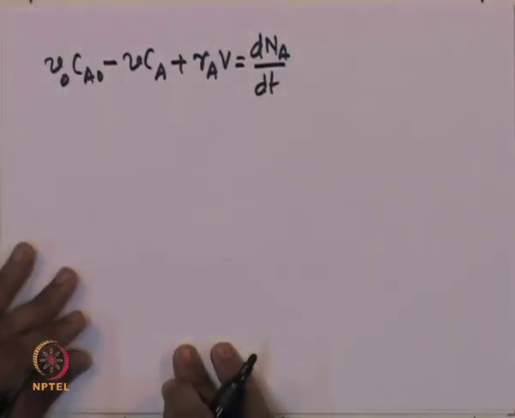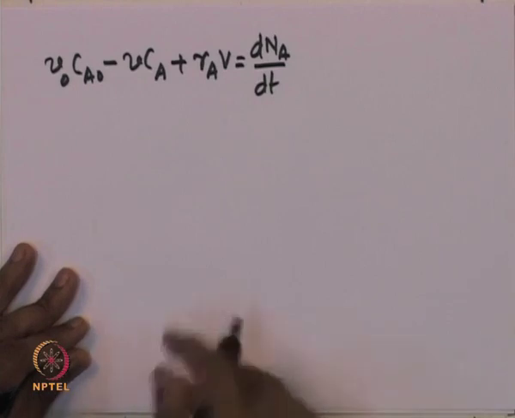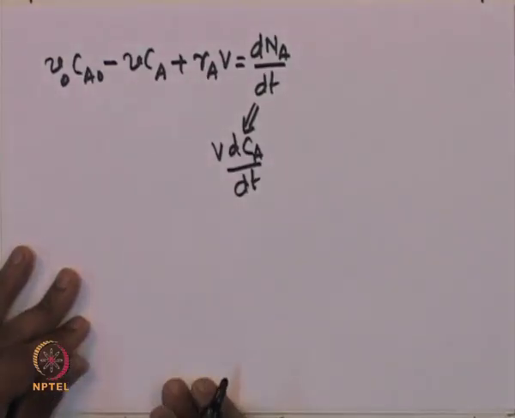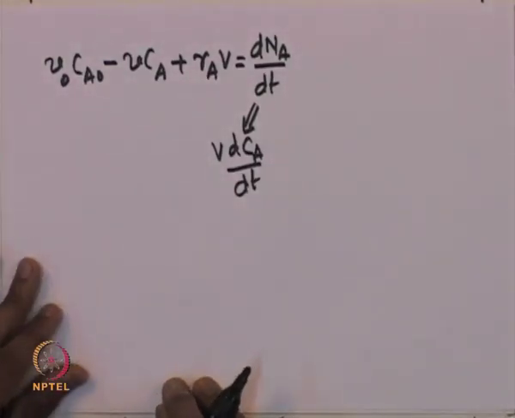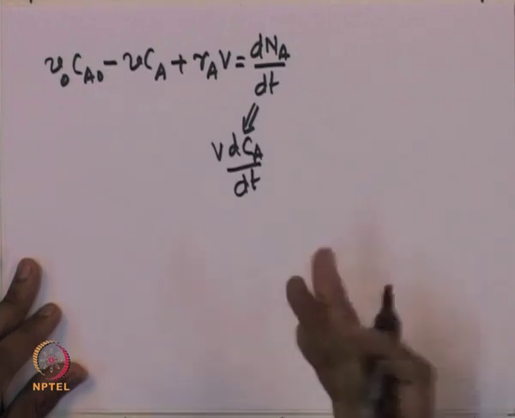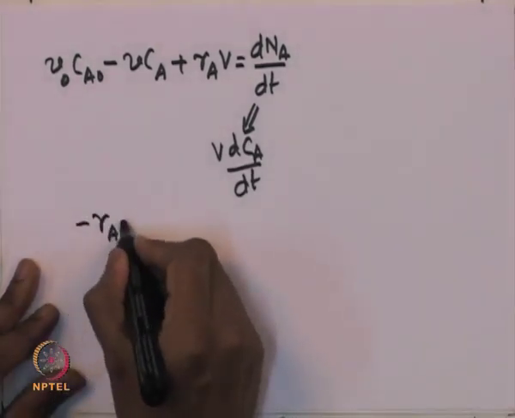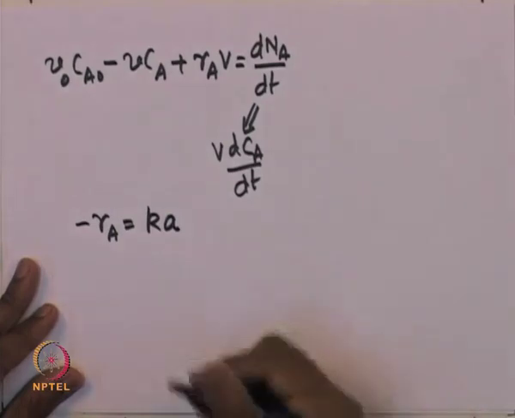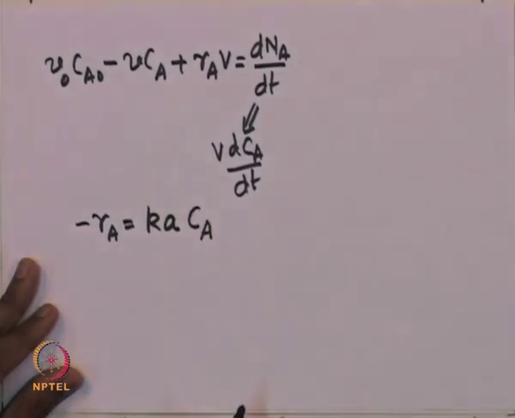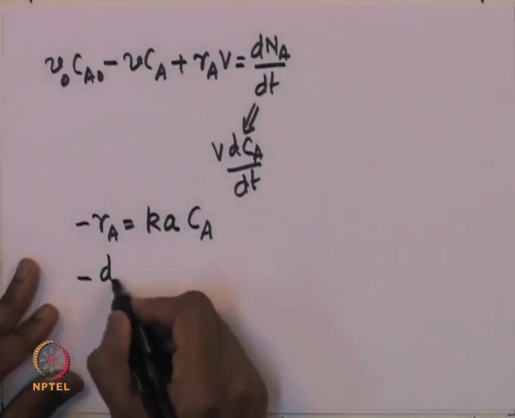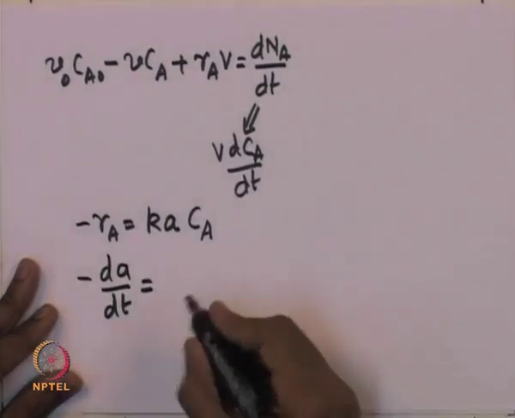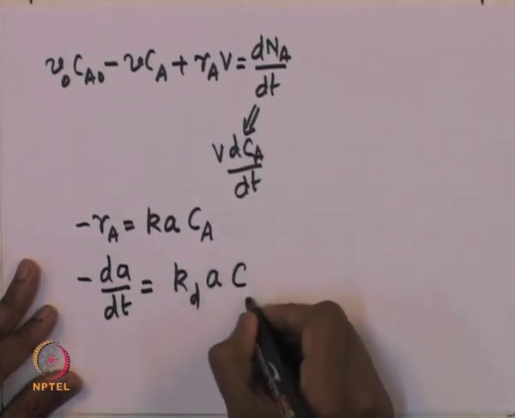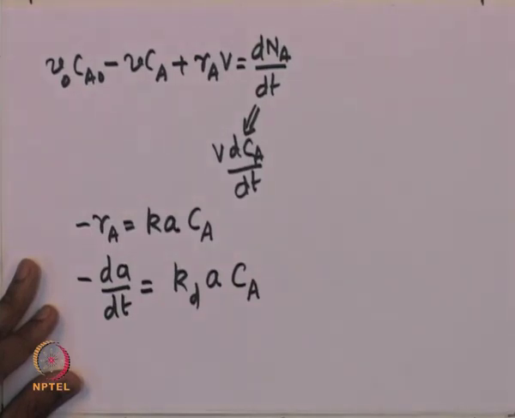Now, dNA by dt can be written in terms of the concentration of the species, and so that will be V into dCA by dt. Now, the rate at which the reaction occurs, that is the rate of consumption of species A, is minus Ra equal to the specific reaction rate multiplied by the activity of the catalyst multiplied by the concentration of the species Ca. And the corresponding decay law is given by dA by dt, that is equal to the decay constant multiplied by the activity of the catalyst multiplied by the concentration of A in the gas phase.